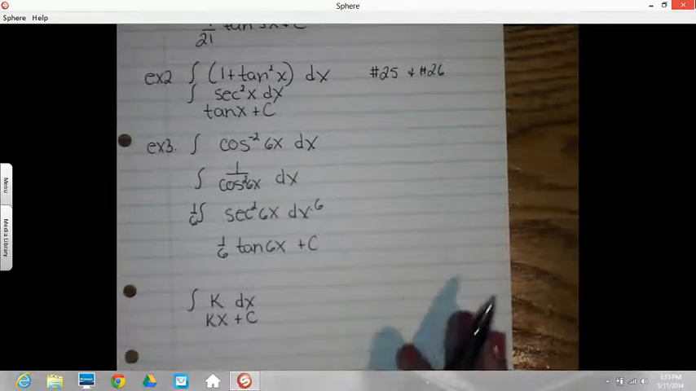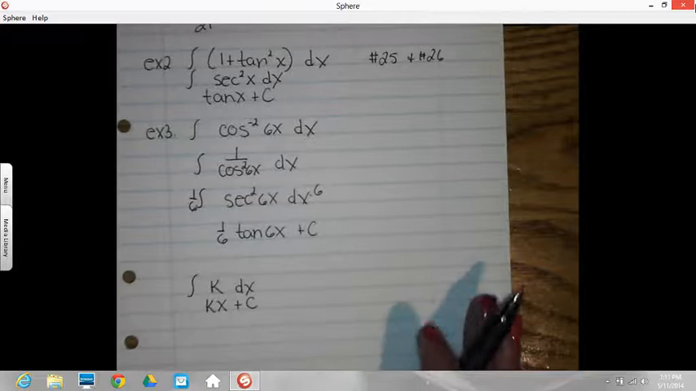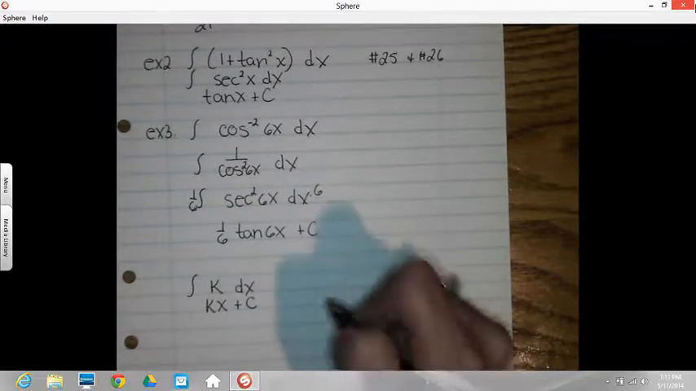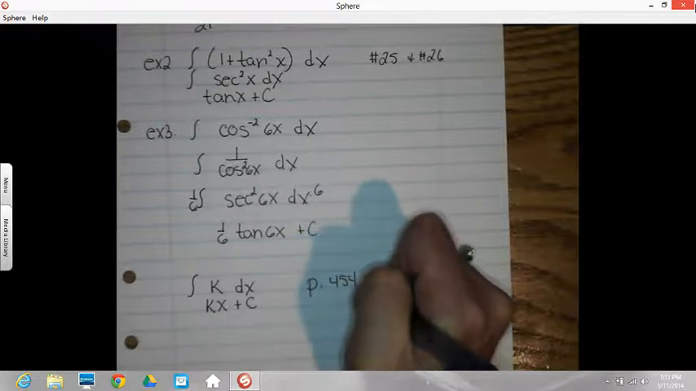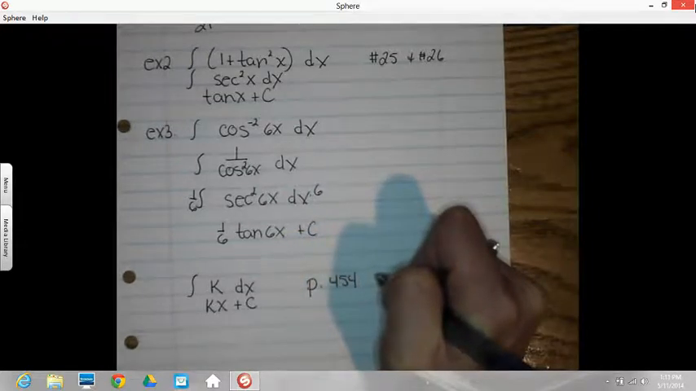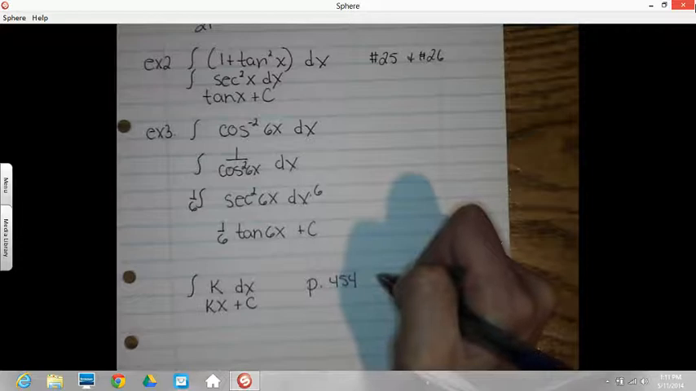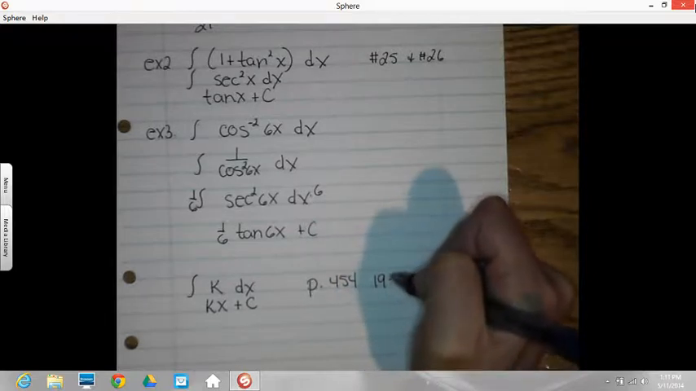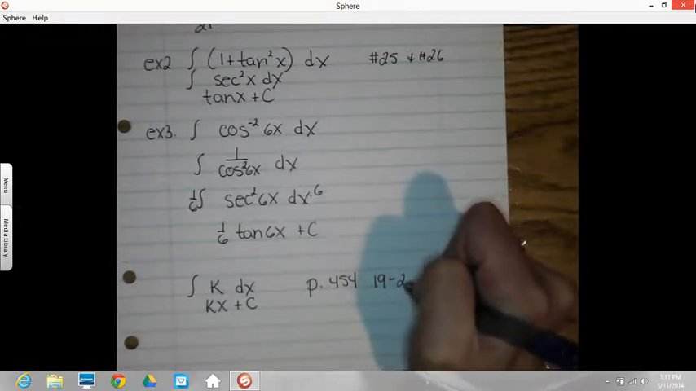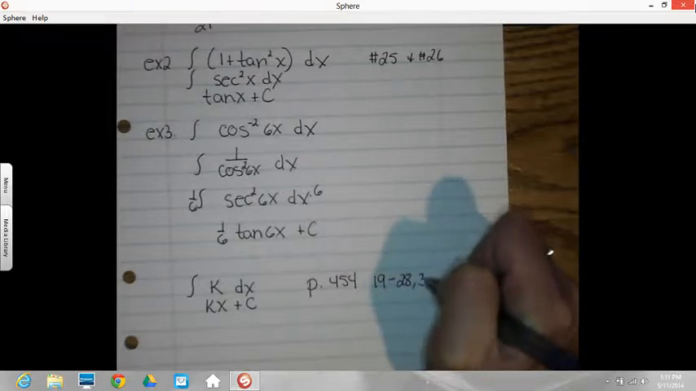Our last assignment, page 454. Where is it? 19 through 28, 31, 32, and 35. Okay, that's it.